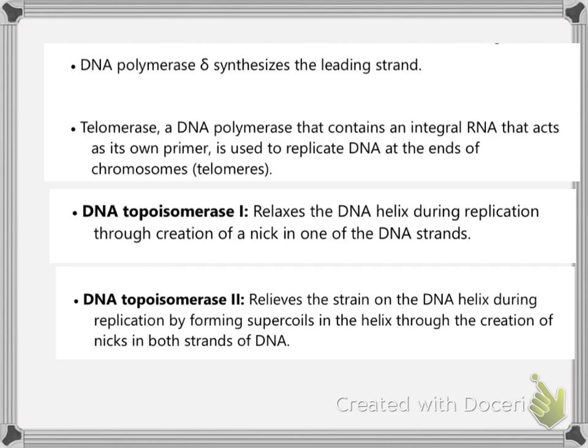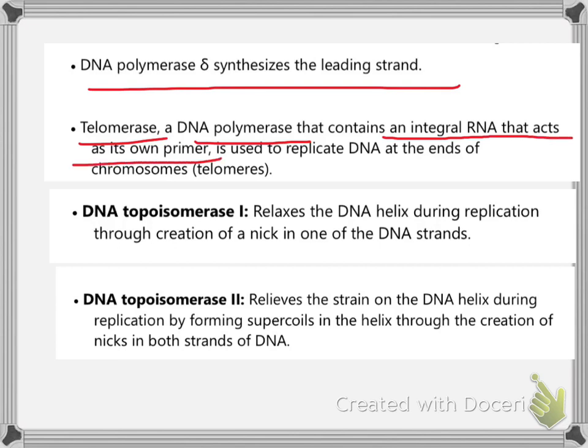And DNA polymerase delta synthesizes the leading strand. Then the next one, telomerase. That is also a DNA polymerase which contains an integral RNA that acts as its own primer and which is used to replicate the DNA at the ends of the chromosome. So at the chromosome ends, the DNA is replicated by the enzyme telomerase. This is also a DNA polymerase.